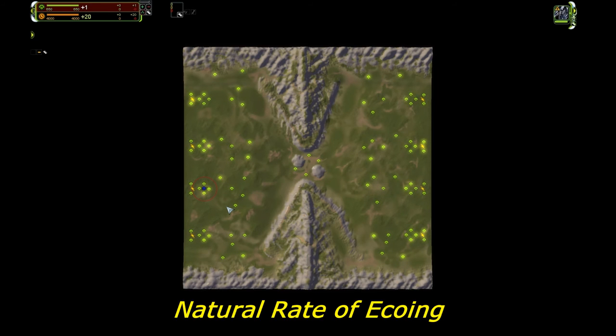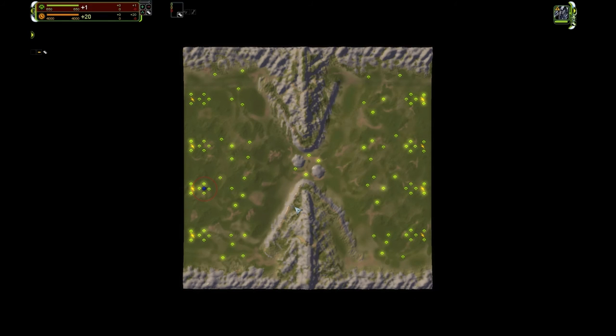So every map has a natural array of ecoing, which depends on how easy it is to raid. And I hope the maps I presented here are going to give you some idea of the differences, and you should probably always eco to some extent, but there are some maps where ecoing earlier is going to kill you, so make sure you understand the difference.